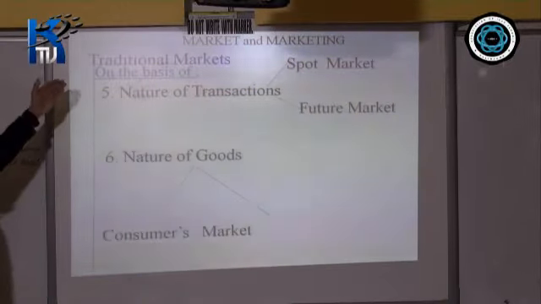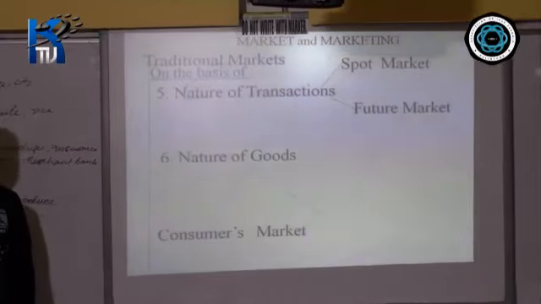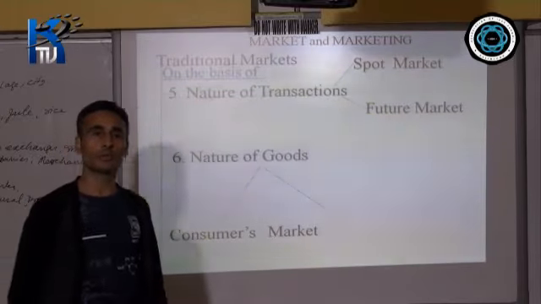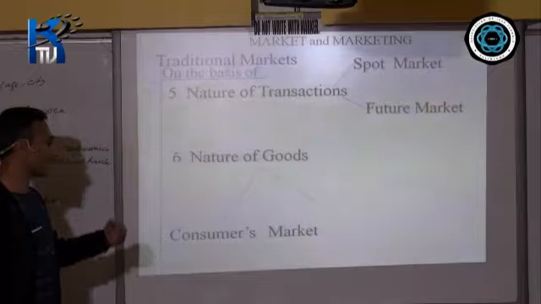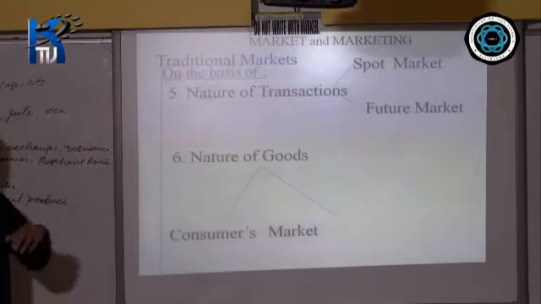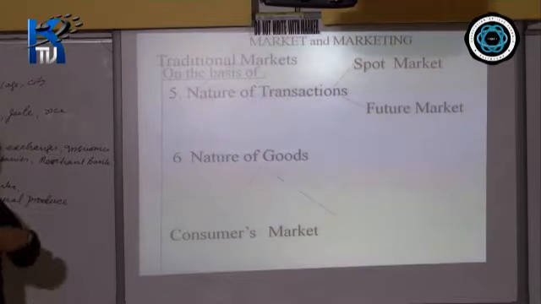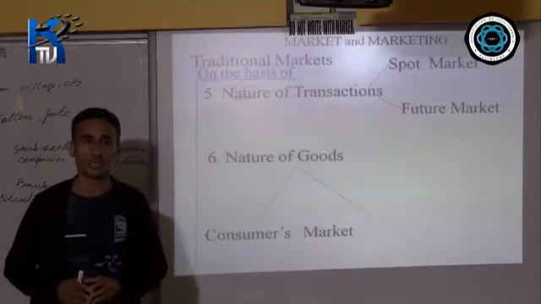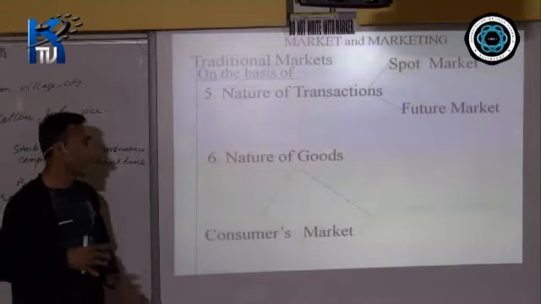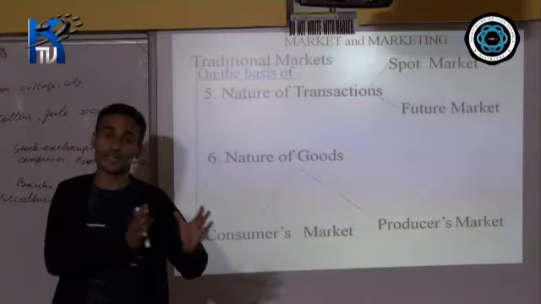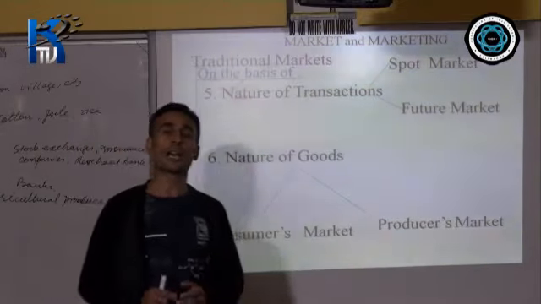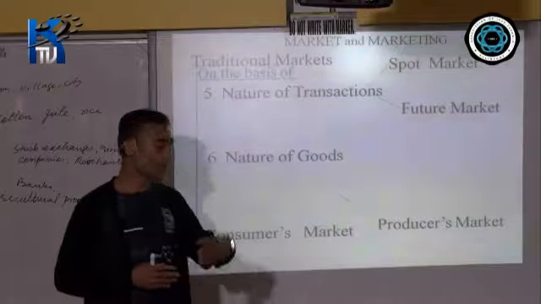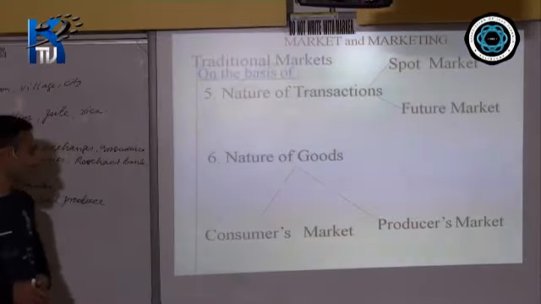Then, again, your traditional market on the basis of nature of goods. Now, when you talk about the nature of goods, goods can be consumer goods or goods can be producer goods. Consumer goods are those goods which are purchased by the consumer for their own consumption. So when a consumer goes to the market and buys a particular product for his own consumption, that is called consumer market. And if a product is produced by another set of people for the purpose of using it as raw materials for further production of a finished product, then that particular market will be termed as producer market.